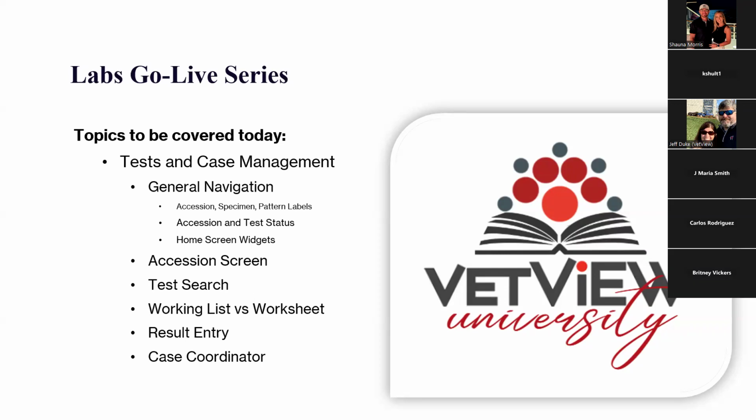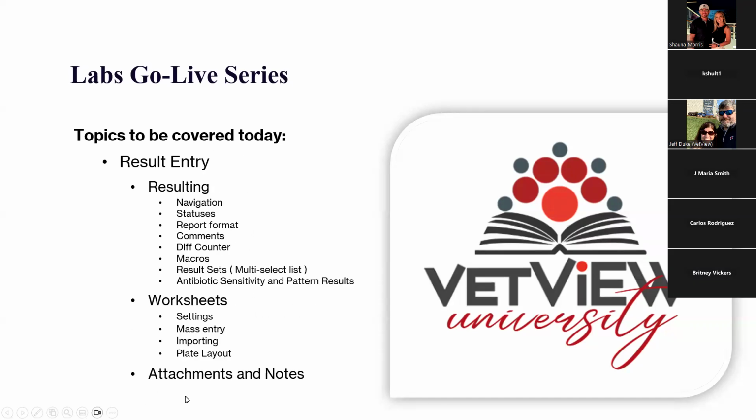Things like that. The second thing we're going to look at is the basics of actually putting results in the system. Navigating to a test, navigating to a given result, different statuses of those results, formats, comments, things like diff counters, macros, things that go along with the resulting itself. Then we'll touch on the worksheet functionality when it comes to how you can set that up for yourself, some of the personal settings there, the options for importing and exporting that, specifically around molecular and the plate layouts, journal attachments of worksheets or notes that you have, alerting and comments there.